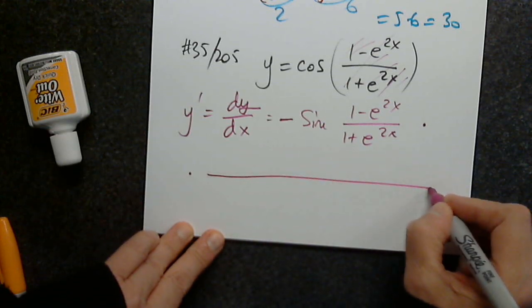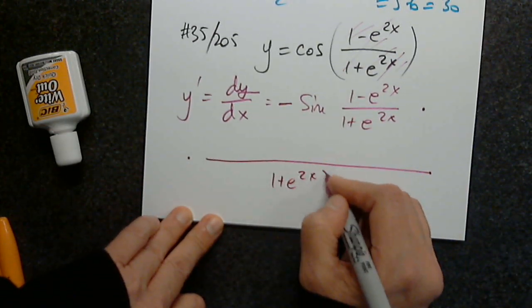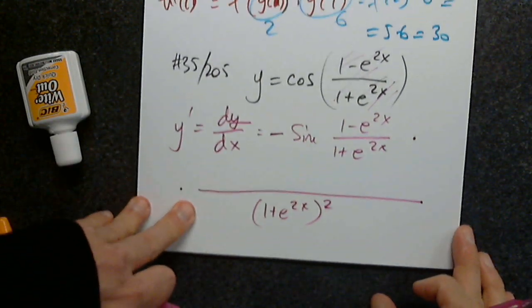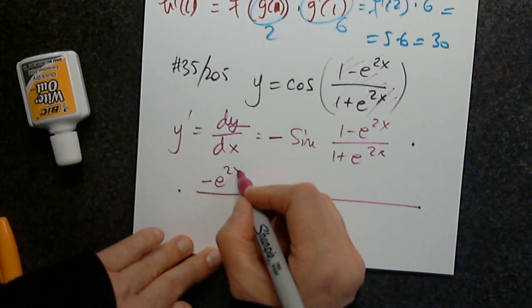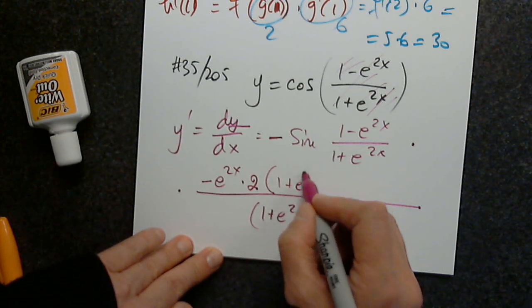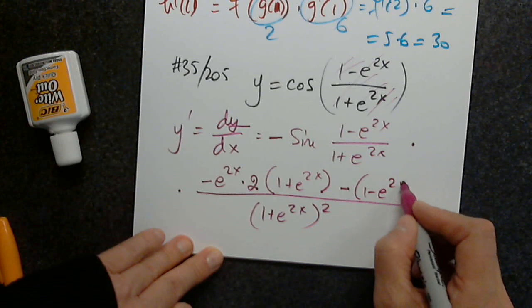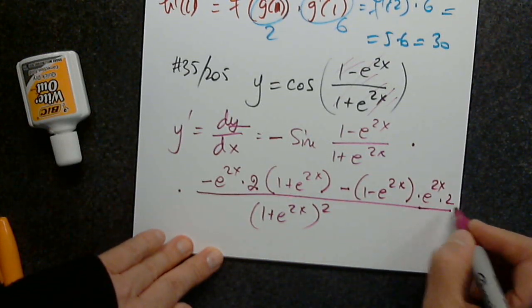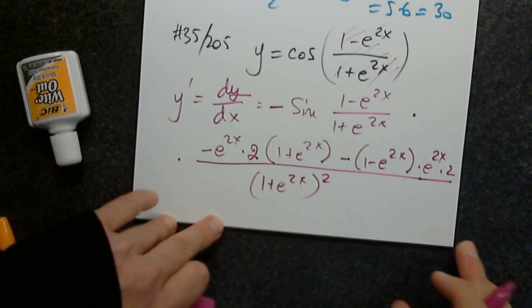So, which is a ratio. The denominator will be 1 plus e to 2x squared. Now we have to be very careful with the numerator: prime is negative e to 2x times 2 multiplied by the denominator, minus the numerator multiplied by the denominator prime. And for once I did not run out of room. So proud of myself.